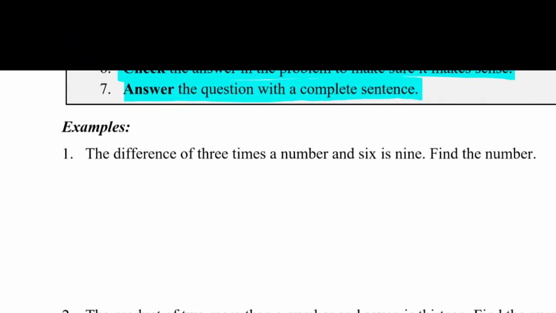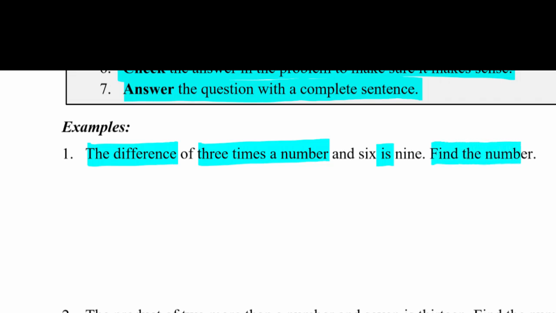This first example says the difference of 3 times a number and 6 is 9. Find the number. So what information do we know? Well, we have something about the difference, right? We have the difference, which kind of tells us that there's going to be some sort of subtraction, doesn't it? And then 3 times a number. Okay, so we're going to have to do some sort of multiplication there, the word times, 3 times a number. So the difference of 3 times a number and 6 is 9. So that word is, maybe that might mean an equal sign, right? And then finally it says find the number.